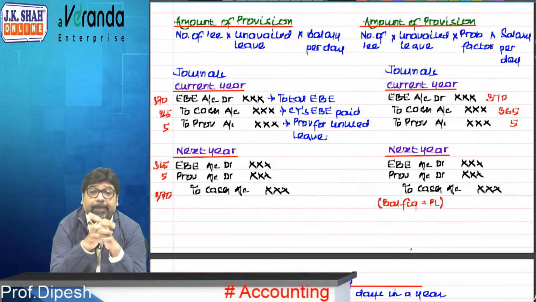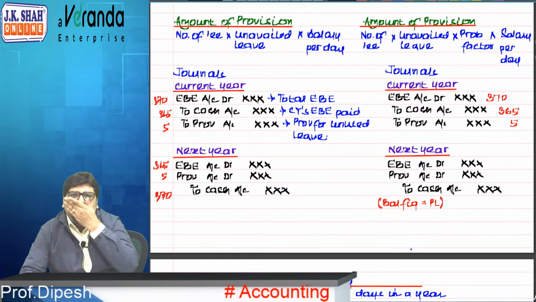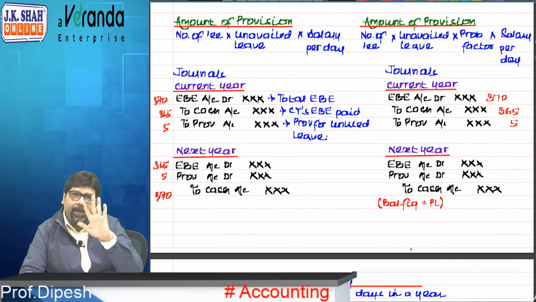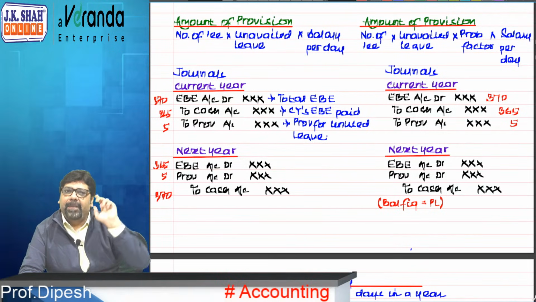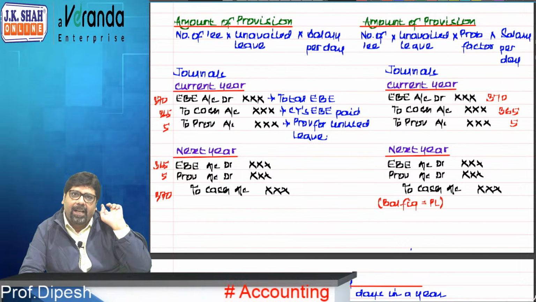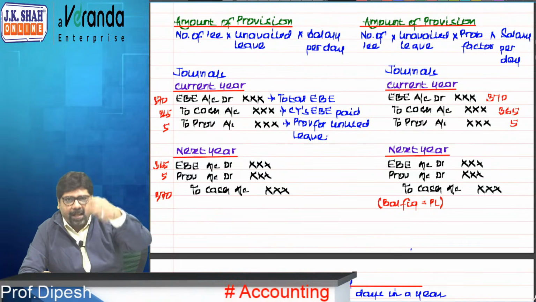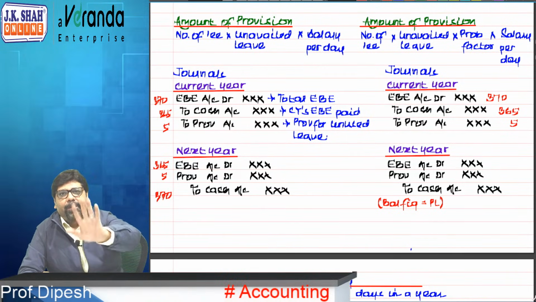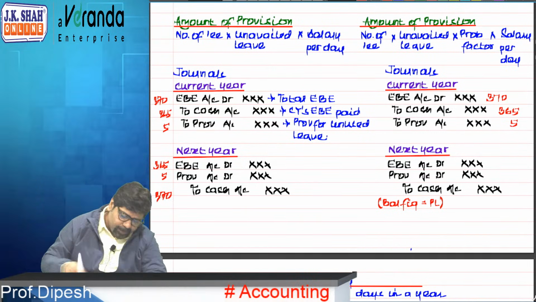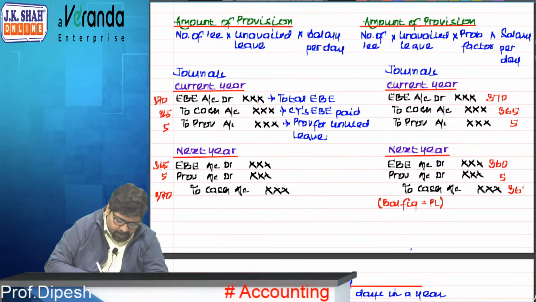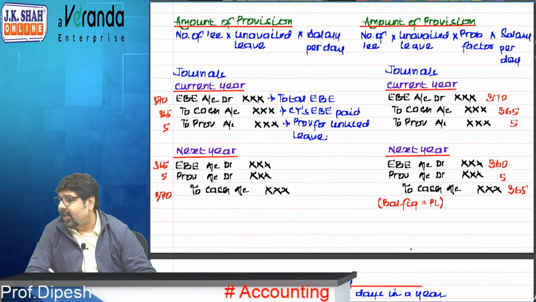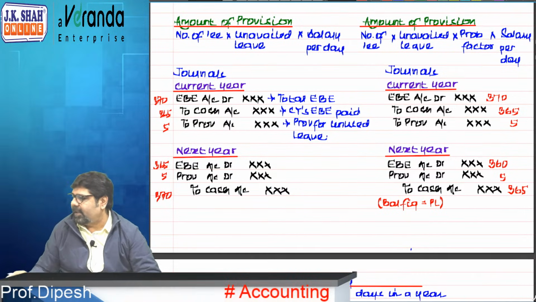Fair enough? Yes. Now chartered, provision 5. Next year he will work 5 days less. Why? Because previous year mein he had worked 5 days extra and the organization is telling next year you have to work 5 days less. So he will work for how many days? 360. 5 days he has worked less. That last year ka provision cancelled in the current year, but you will pay him how much? 365. Correct, incorrect? Correct.